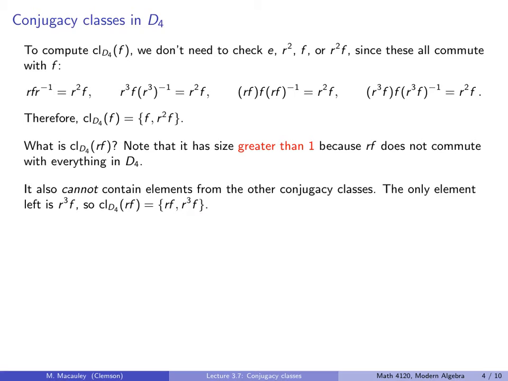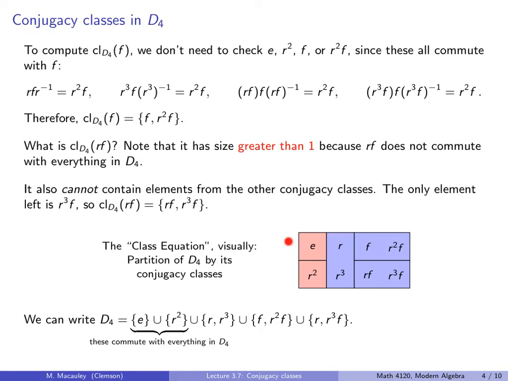And here's a picture of the conjugacy classes right here, something that we call the class equation. And let me go over it. So we started with computing the conjugacy class of R, and we got that it was these two elements. Next, we took F and we computed its conjugacy class. We got these two elements. Now, we didn't actually compute the conjugacy classes of the identity, or of R squared, but those two elements commute with everything in D4. So therefore, their conjugacy classes, we know, have size 1. So at this point, when we were looking at the conjugacy class of RF, we only had two elements left, these two right here. And we knew that the class containing RF had to have at least two elements, so we had no other choice. It had to be both of these things.